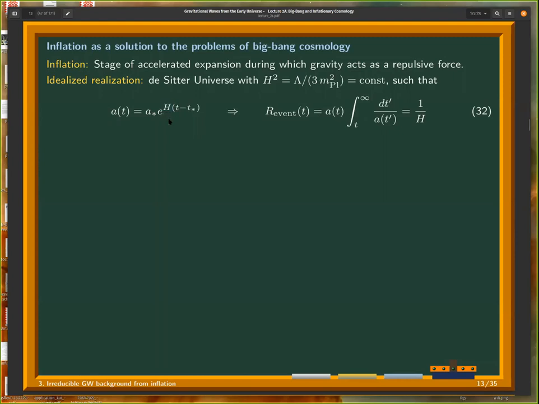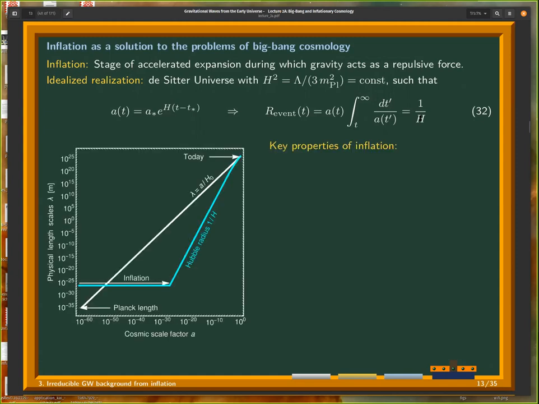It also turns out that in de Sitter space, there will be an event horizon, which is given by 1 over H, the Hubble rate. So everything beyond that event horizon will no longer affect the future evolution of the Hubble patch that I'm located in. All right. Just a couple of key properties of inflation. Let me go through this a bit faster, because I guess many in the audience will be familiar with this. The key property of inflation is that the entire observable universe is initially contained in one causally connected patch.